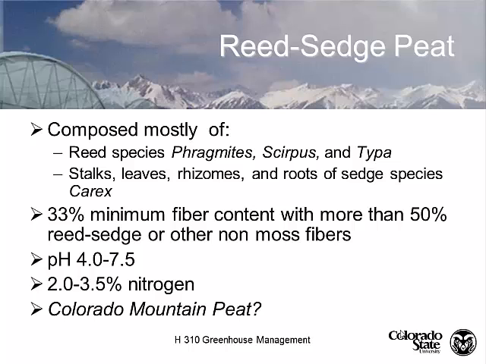Okay. Now that I've sidetracked, reed sedge peat. Reed sedge peat is probably the most common in the continental United States, alongside bogs and such. It's from reed species, Phragmites, Scirpus, Typha. It's the decaying stalks and rhizomes and material from reeds and sedges, 50% reed sedge or other non-moss fibers.